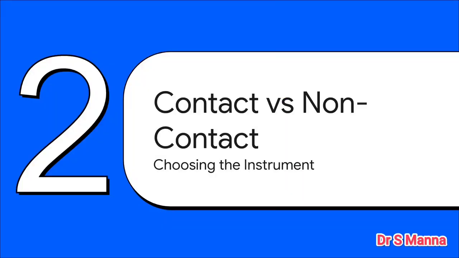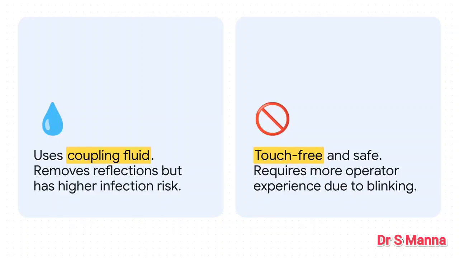Moving right along to Section 2, contact versus non-contact instruments. In a real-world clinic, you're generally going to run into 2 types of specular microscopes. First, you have contact specular microscopy. Just like it sounds, the instrument physically touches the cornea using a coupling fluid. Because this fluid has a similar refractive index to the cornea, it wonderfully removes any of those pesky surface reflections from your image. But as you can imagine, it's definitely less comfortable for the patient. Plus, if your sterility isn't absolutely perfect, there's a higher risk of spreading infection or mechanically scratching the cornea.